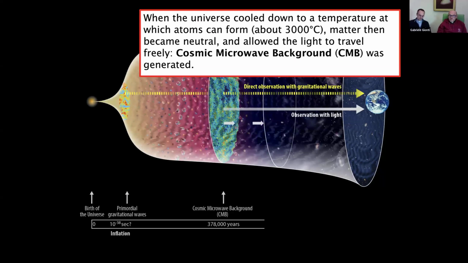Let me say a few words about the cosmic microwave radiation, which was produced when the universe cooled down to a temperature of the order of 3000 degrees, and the matter became neutral and allowed the light to propagate freely around in the universe, and the CMB was generated. You see, this is much later compared to the inflation scale. This happens when the universe had an age of order 300,000 years, more or less.